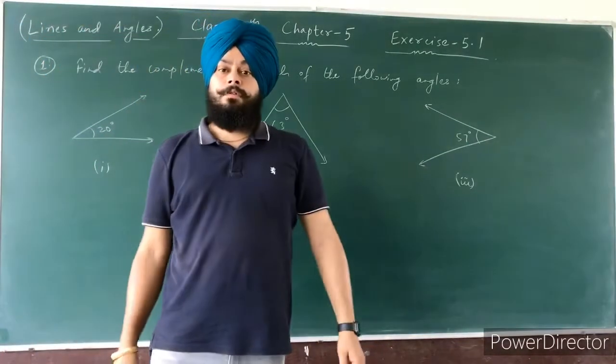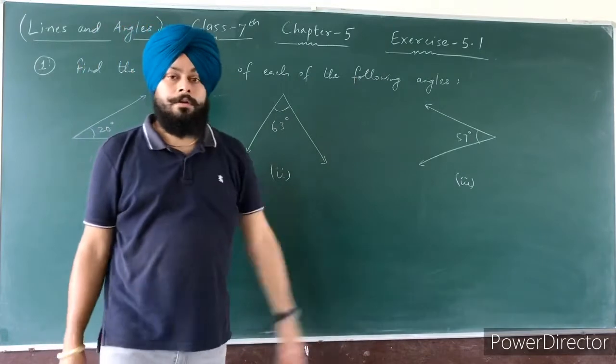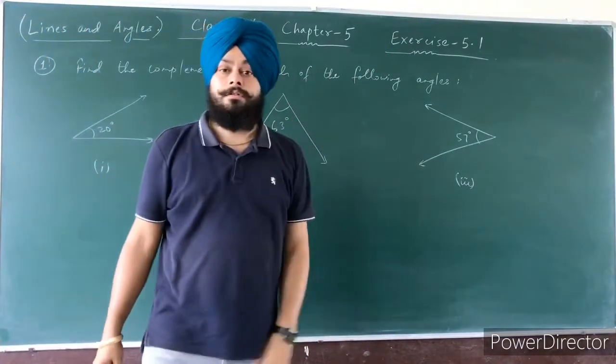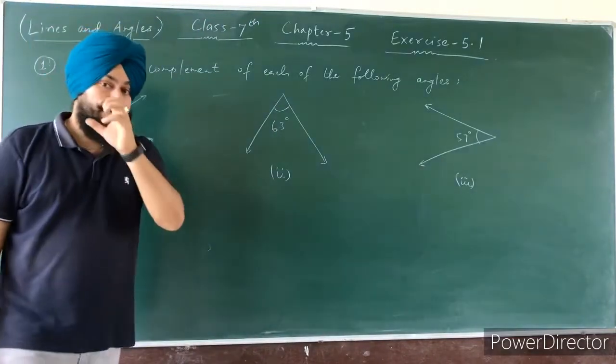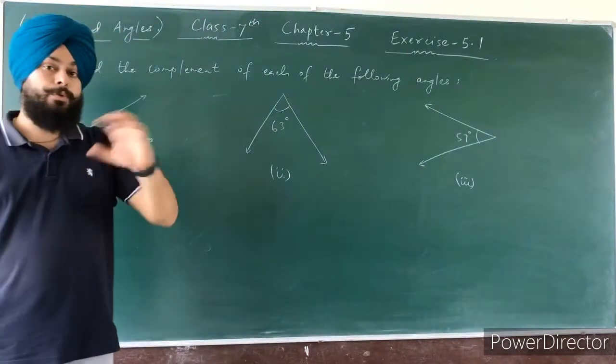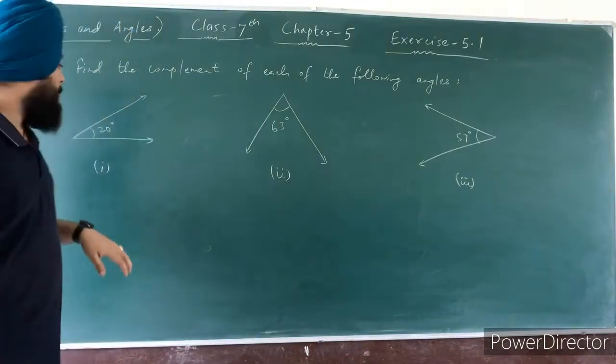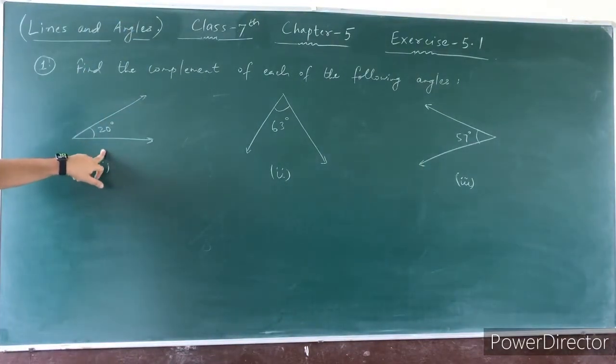Hello students, today we will do exercise number 5.1. So the first question is find the complement of each of the following angles. So what is complement? Complement is that angle in which the sum of two angles is 90 degrees. So that is called a complementary angle, and the first part is here 20 degrees.